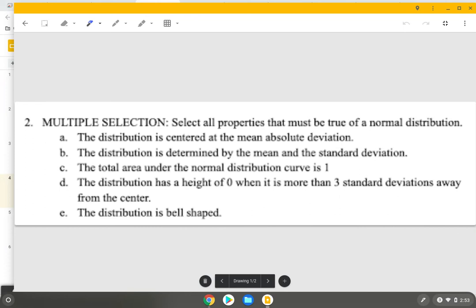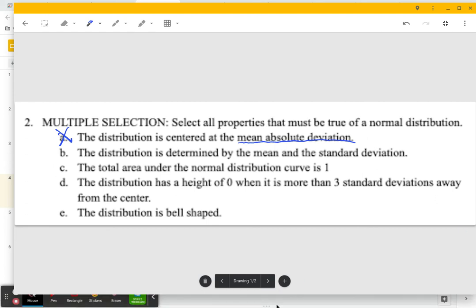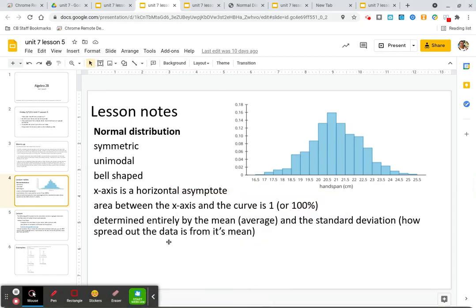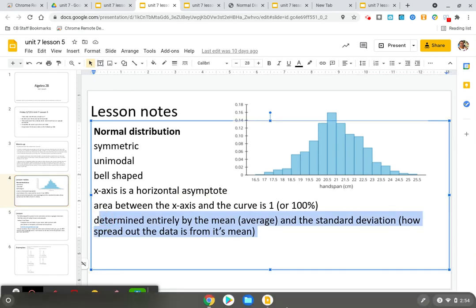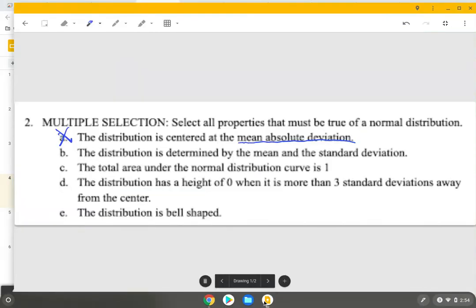So A, the distribution is centered at the mean absolute deviation. So what I'm going to ask you is, have we ever talked about something called the mean absolute deviation? And the answer is no. So A is not an answer. Okay. B, the distribution is determined by the mean and the standard deviation. That sounds a whole lot like this property right here. So B is one of the answers.